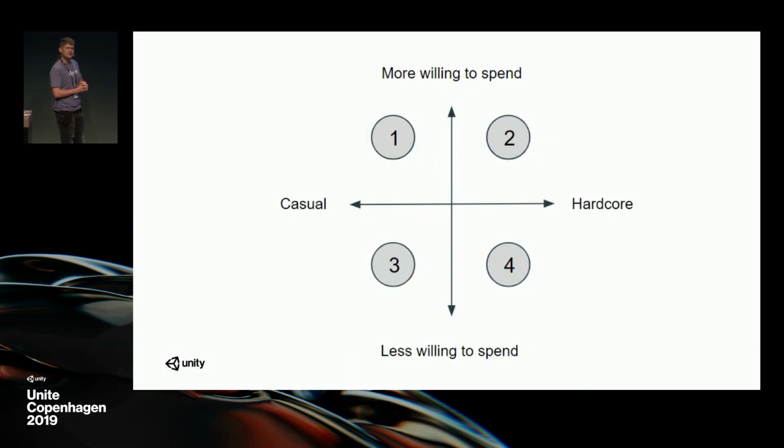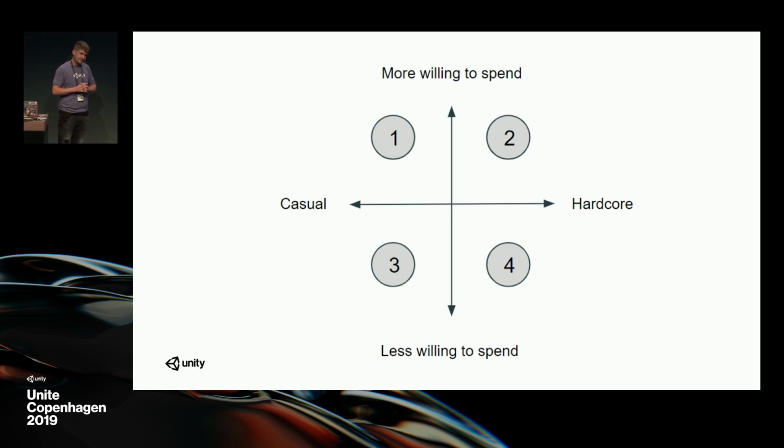One of the most basic segmentation methods would be using two axes, X and Y, where on the Y-axis we're looking at how willing users are to spend in your game, and on the X-axis we can see how casual or hardcore they are. And this gives us 4 different groups or segments that we're going to look into now.